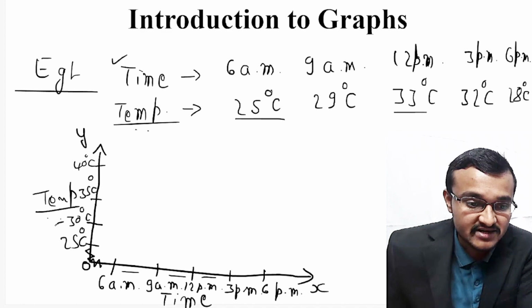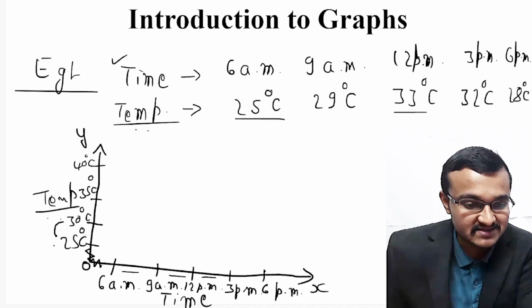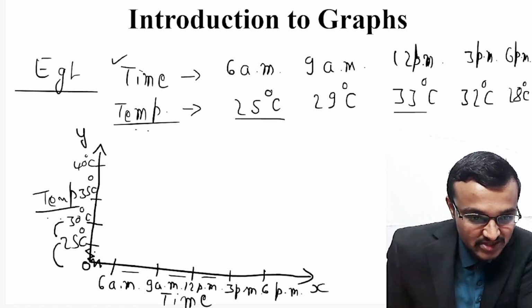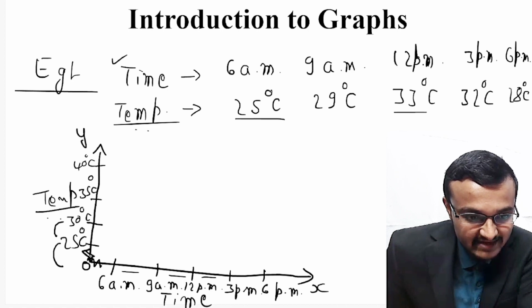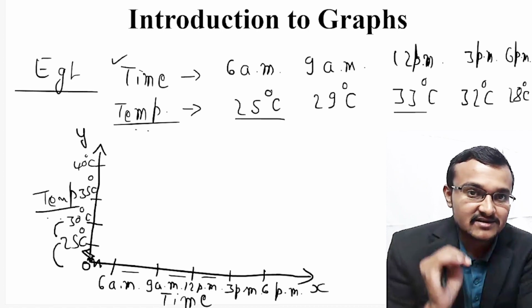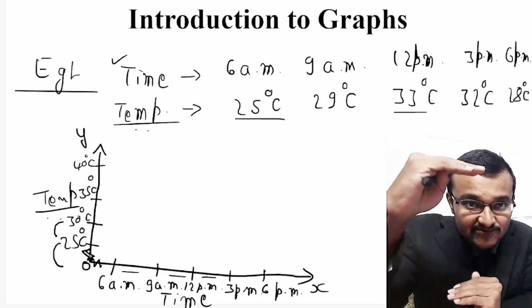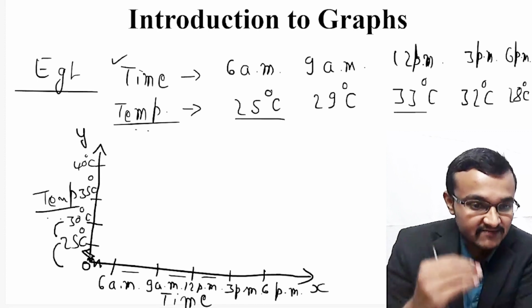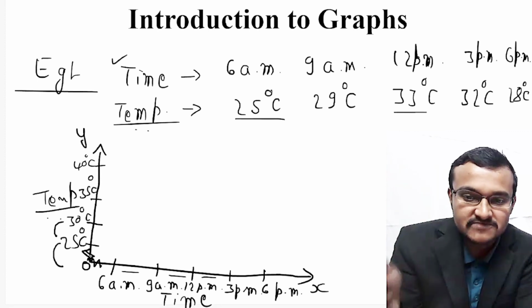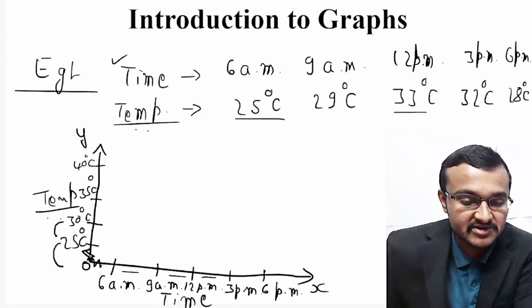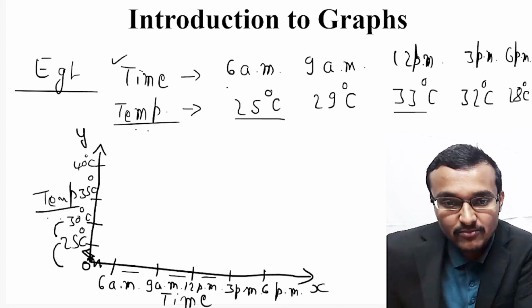I have shown the initial break point from this particular point, because you should not have a doubt that from 30 to 25 there is a 5 degrees Celsius difference, but from 25 degrees to 0 there is a 25 degrees Celsius difference. It is not like that. So that's why I have shown this break point, which defines that we have ignored that much length of the axis and started from 25 degrees Celsius. And we have ended at 40 degrees Celsius because we want only up to 33 degrees Celsius in this example.